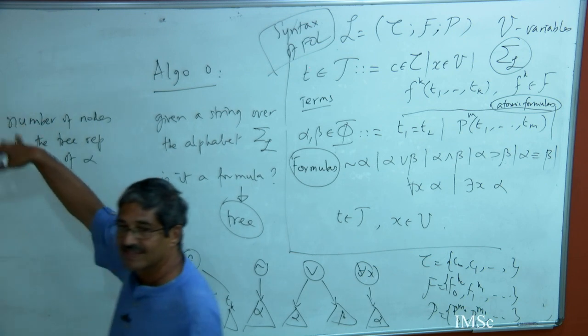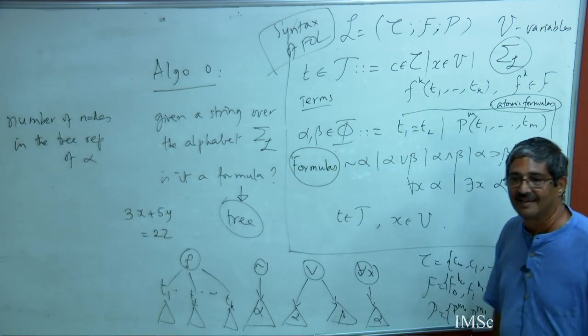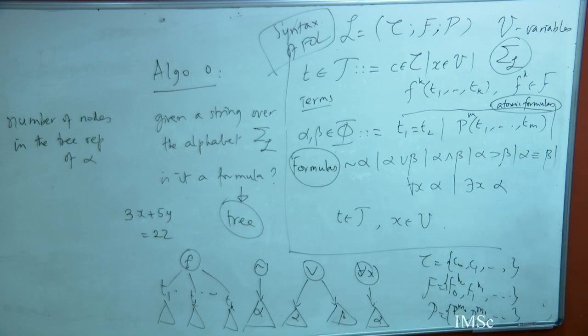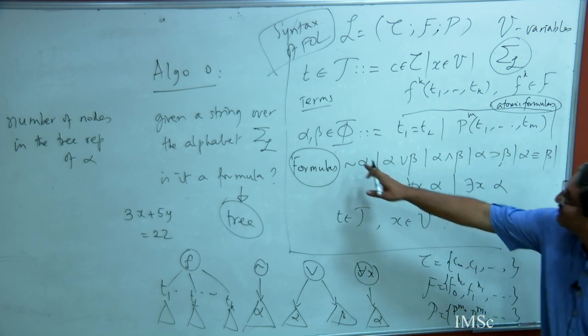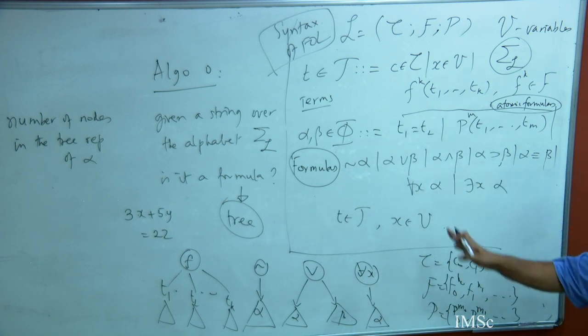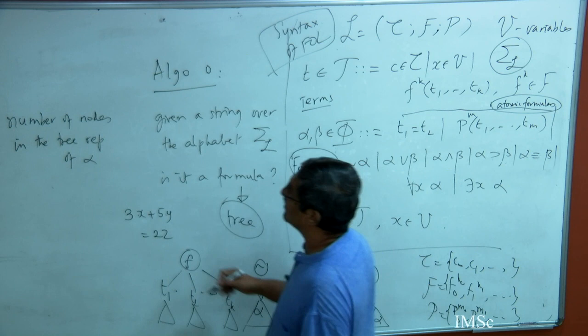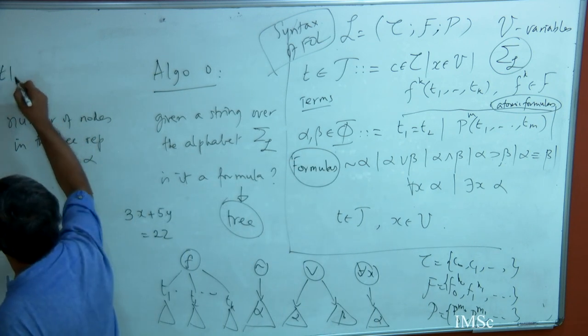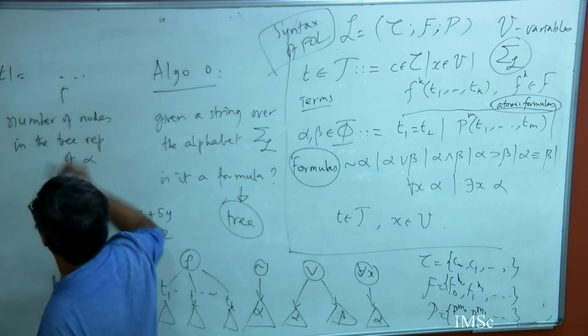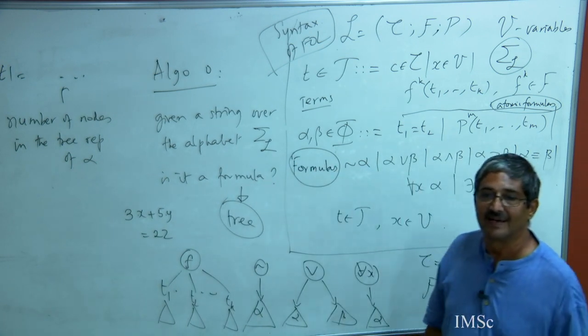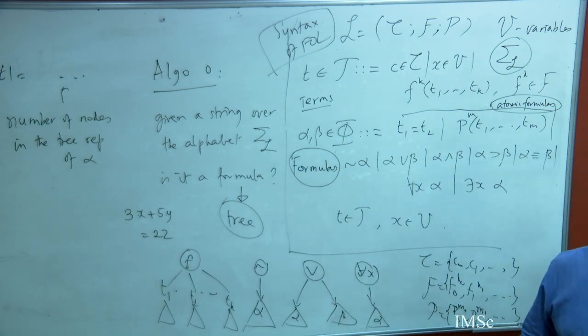And I'll use these two lines to talk about the length of alpha. That's it. That's a precise definition and we can work with that. And the tree is implicitly defined here. Yeah. So now, Ananya, and again, similarly, the length of a term. The same thing above. The number of nodes in the tree representation of the term.